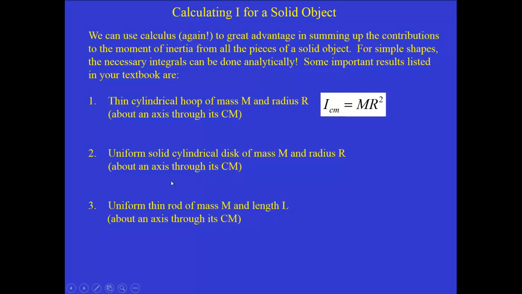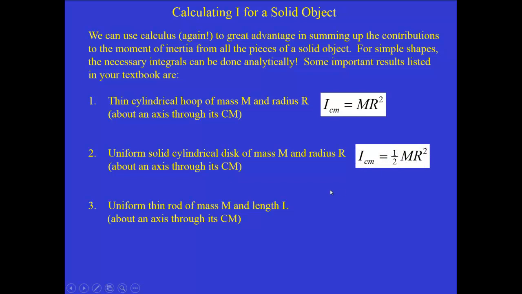Now for a solid cylindrical disk with the same mass and radius, we should expect the moment of inertia through the center of mass to be a little bit smaller because only the very edge of the object has mass at that distance r. The rest of the mass is distributed at smaller distances away from the rotation axis. And when you do the actual integral, you find out that the result becomes 1/2 mr squared.